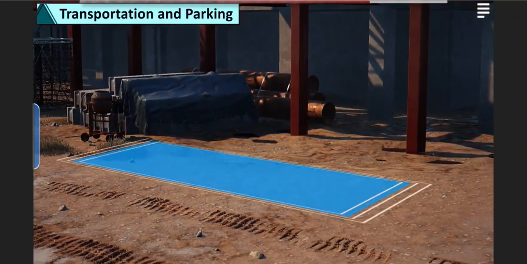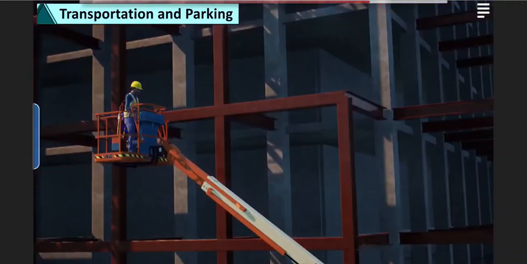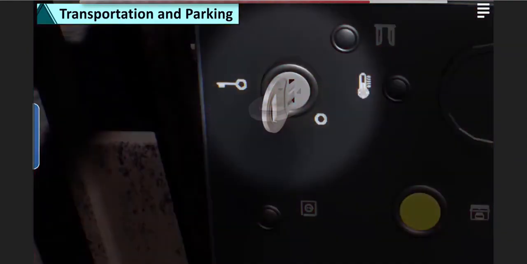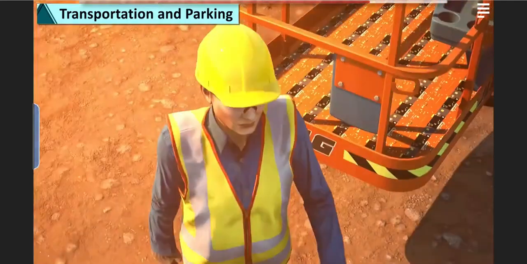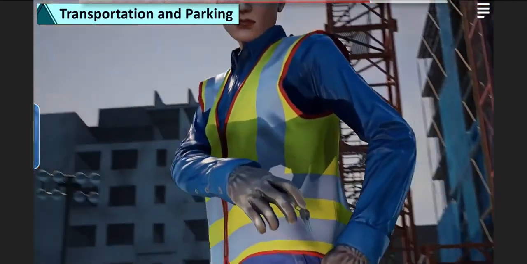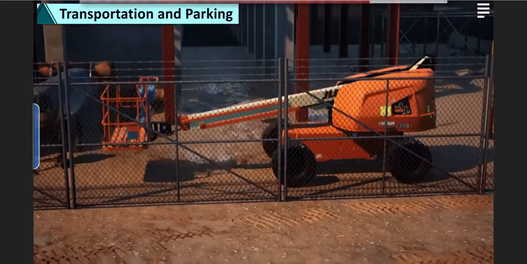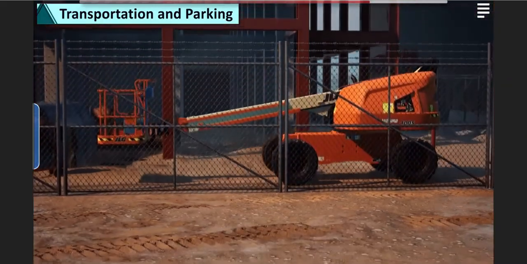When shutting down, park the MEWP in a suitable designated parking area. Place the platform in the stowed position. Turn off the engine or motor, apply the brakes, and take the necessary steps to prevent unauthorized use, including removing and securing the keys. Whenever possible, MEWPs should be parked in a secure area with restricted access.